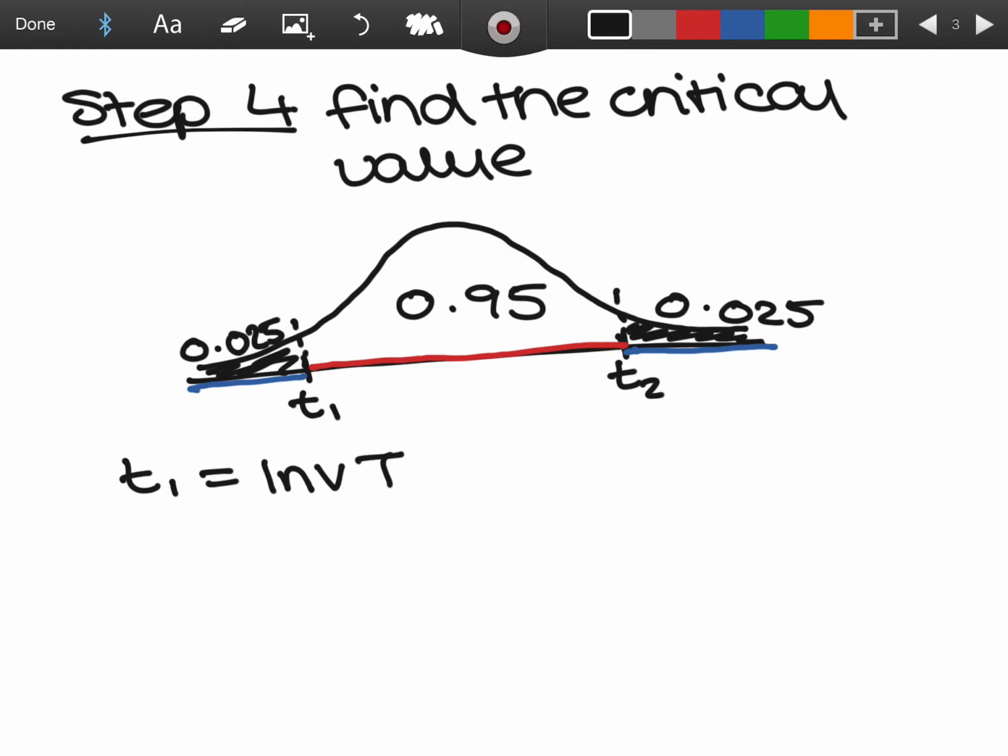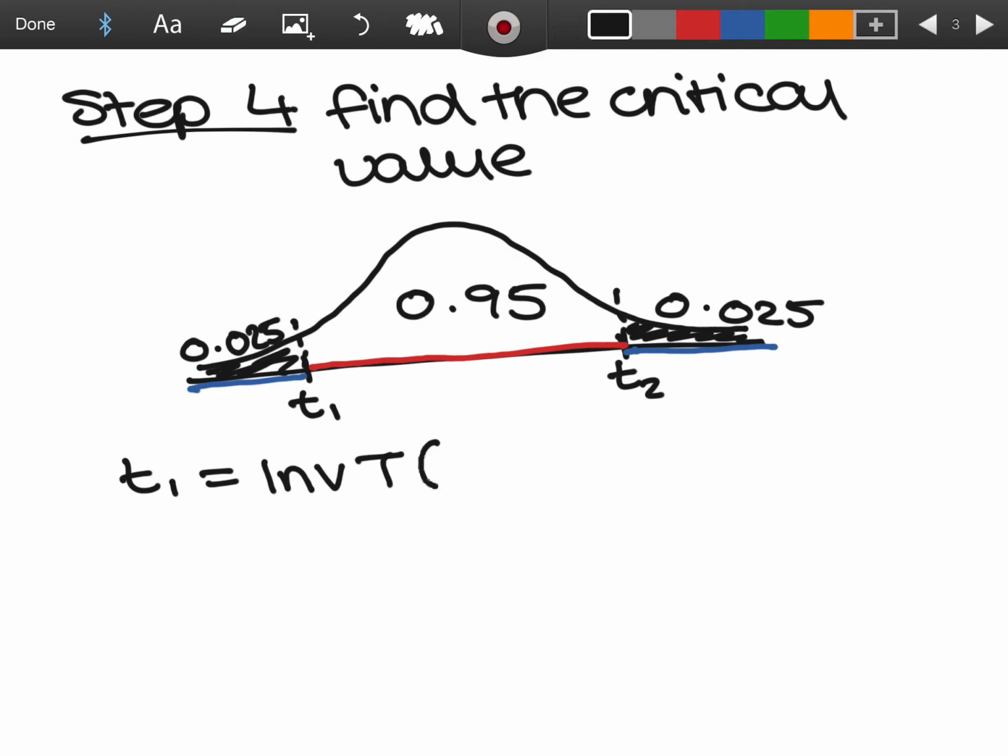So if you go to 2nd and VARS and scroll down, it's option 4. You will see it will ask you for two things. The first thing is the area. The second thing is the degrees of freedom. The area, as always, is the area to the left of the t value that you want. So it's the area under the curve to the left of the t value.